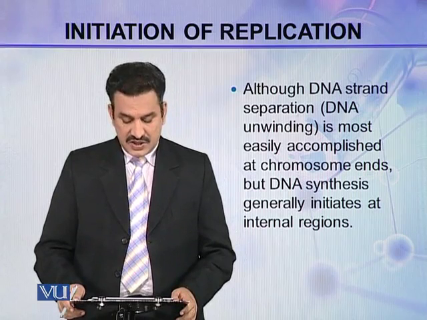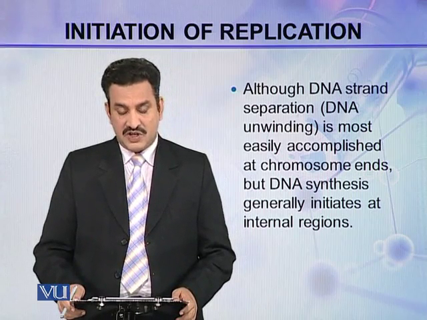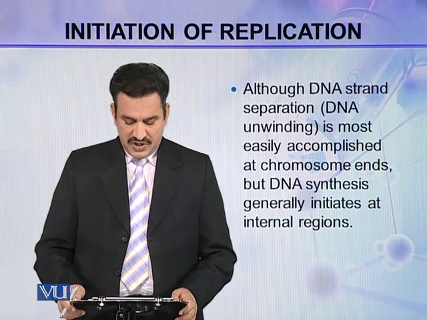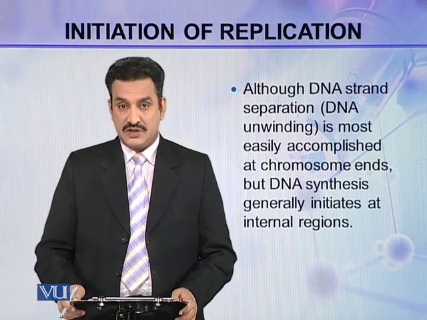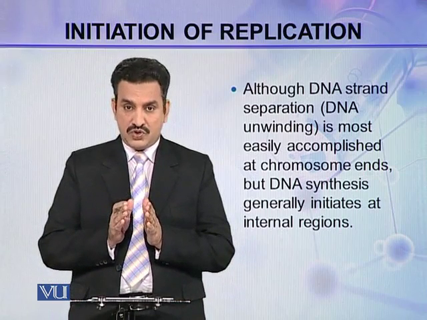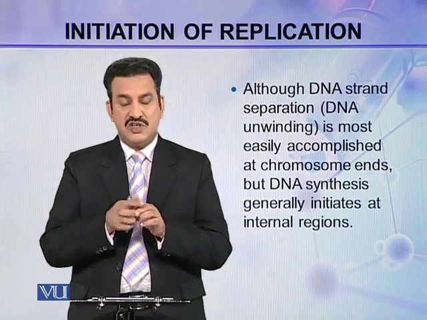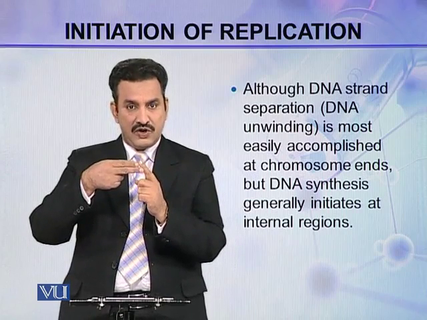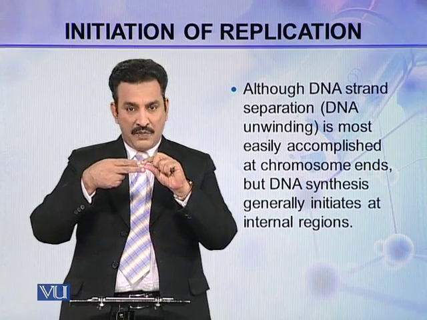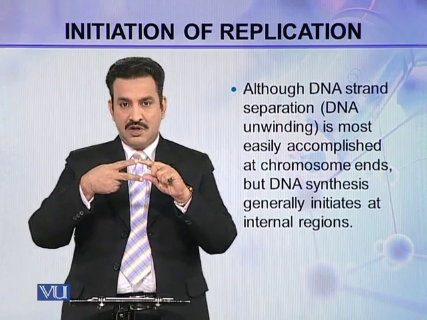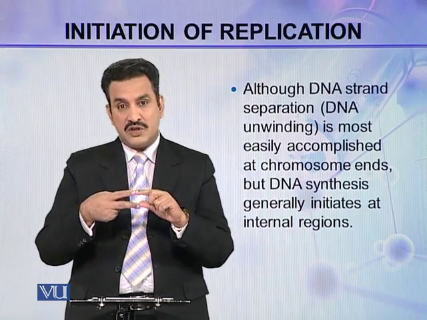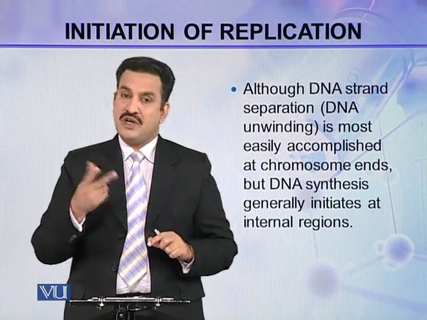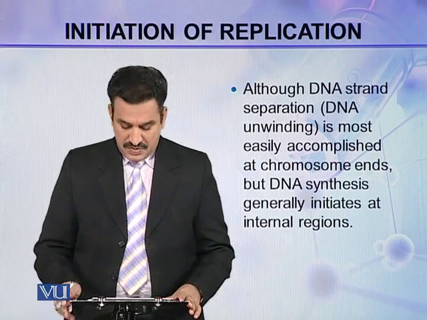Although DNA strand separation, which is also called DNA unwinding, is most easily accomplished at the chromosome ends. So at the end of a chromosome, you can see the DNA is double-stranded, and if this is the end of the chromosome, this opening up of a double strand is very easy. So if replication has to start from the chromosome ends, the opening up would not be any problem.